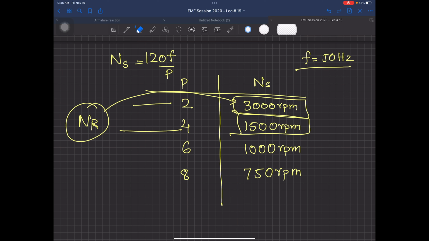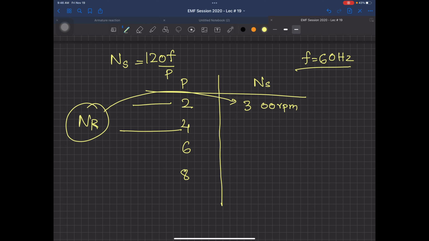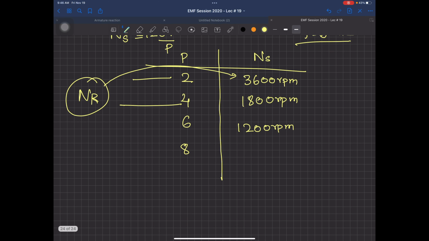If you have 60 Hz, because your book is by a US author, you are going to get some different values. You are going to get 3600, and 1800 RPM. What about 6 and 8 poles? Please use a calculator. 120 into 60 divided by 6 gives 1200, I guess. What about 8 poles? 900.